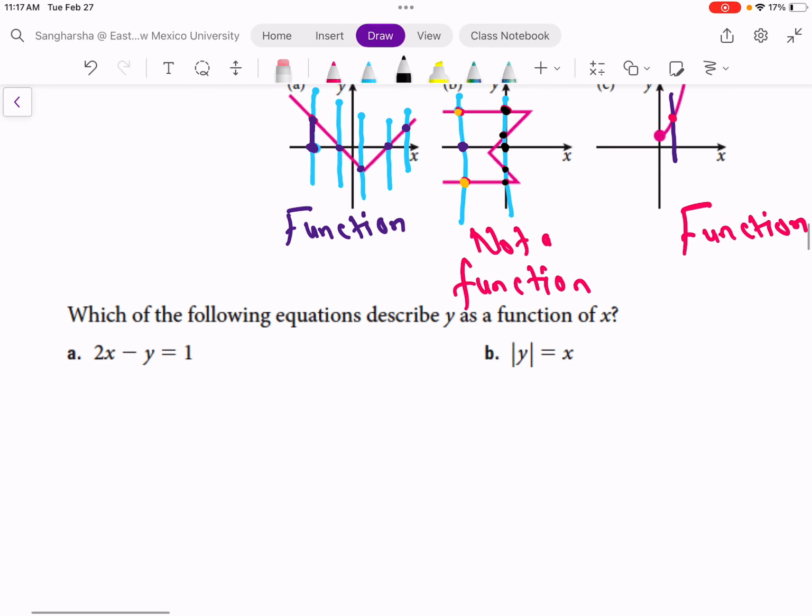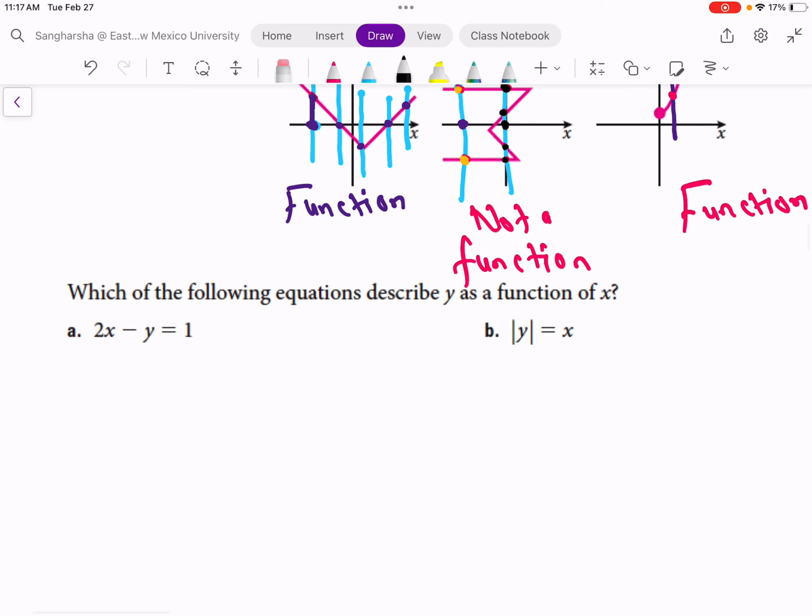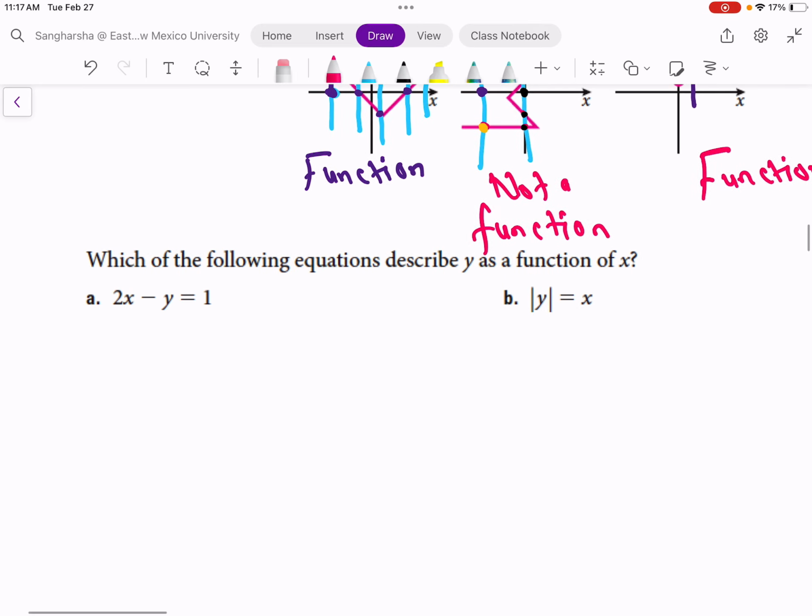Now the next one: we need to check which of the following equations describe y as a function of x. So we have the equations here. What do you think about the first one? We can draw a graph here, and from the graph we can check whether it's a function or not. Now how do we graph? Let's solve for y. And the reason for solving for y is that y is our output.